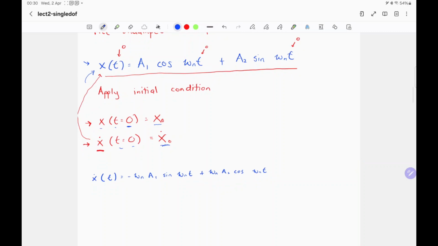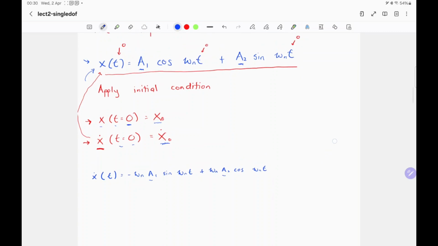Alright, so as I mentioned earlier, why we use this initial condition is because we want to determine what A1 and A2 are. So this is where we use the initial condition.